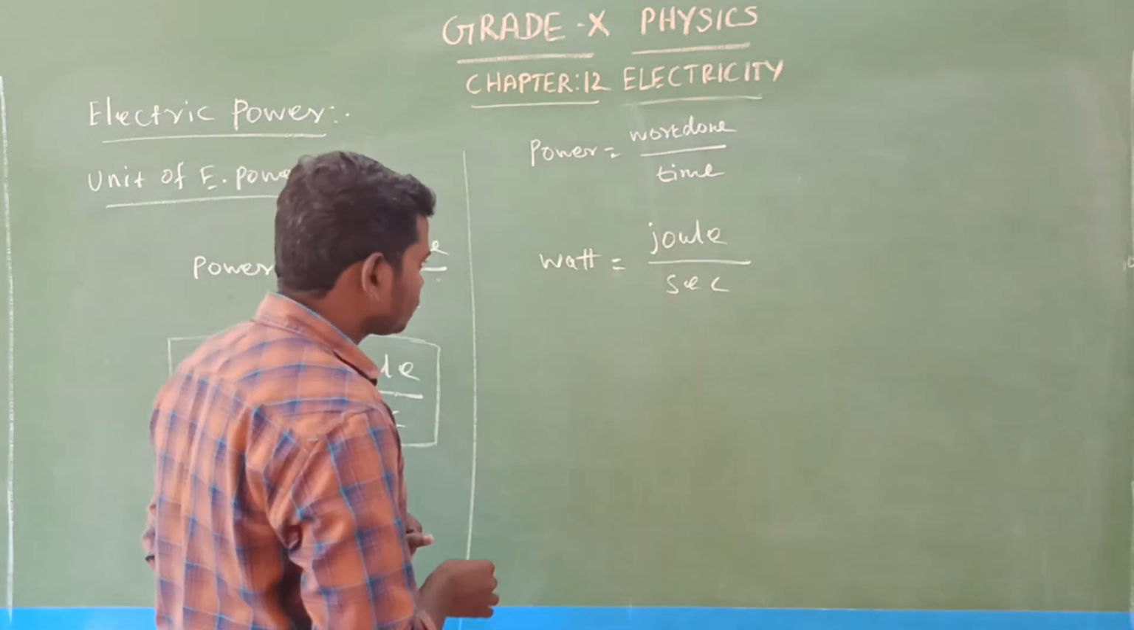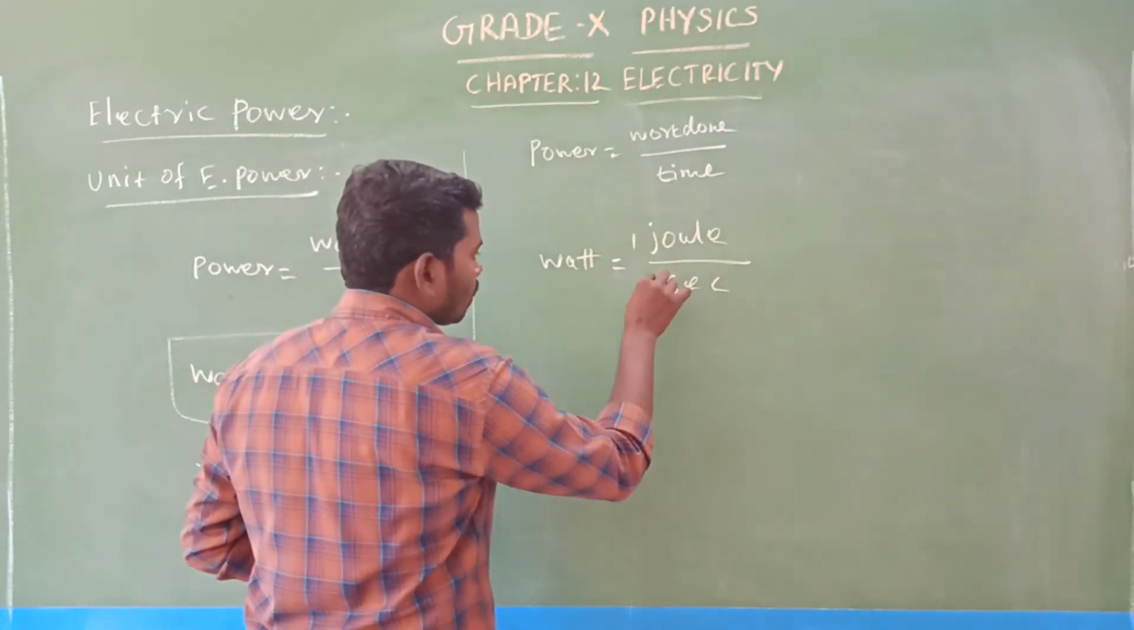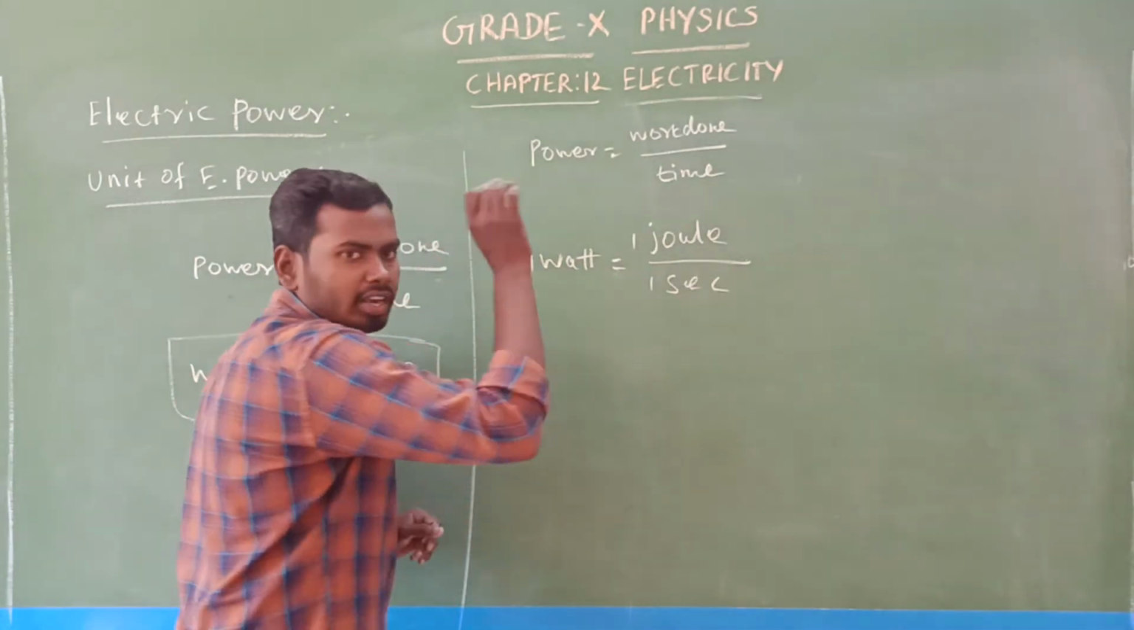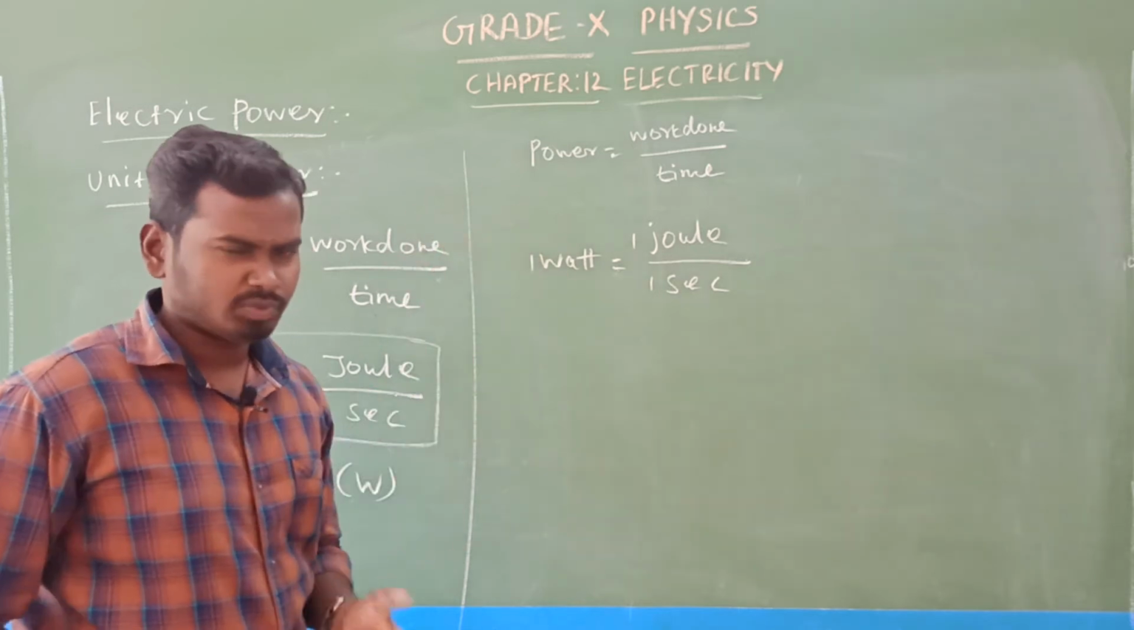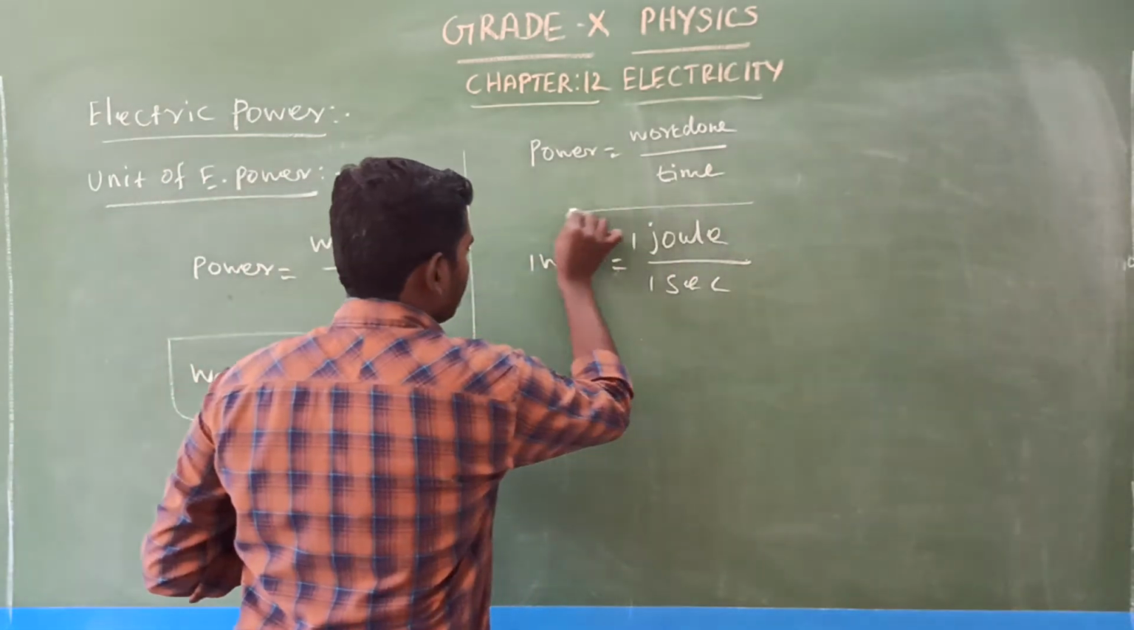Look here. There is a 1 in front of all the quantities. In front of all the quantities, there is 1. You put just 1.